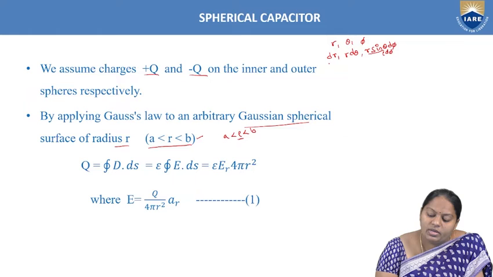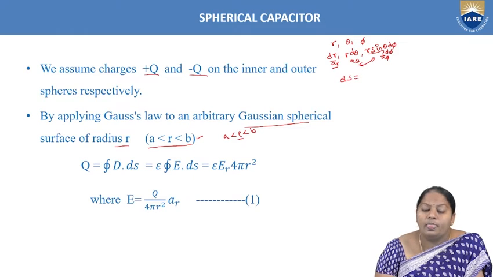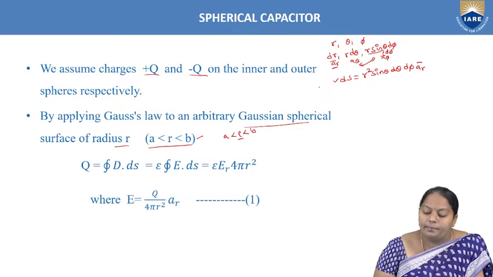Now the directions: the unit vector components are AR, A theta, and A phi. If the direction is related to AR, we need to multiply the rest of the two to get the differential surface area in the spherical capacitor. Hence ds is equal to r into r, which becomes r squared sin theta d theta d phi, into AR. This is the formula for the differential surface area, right?